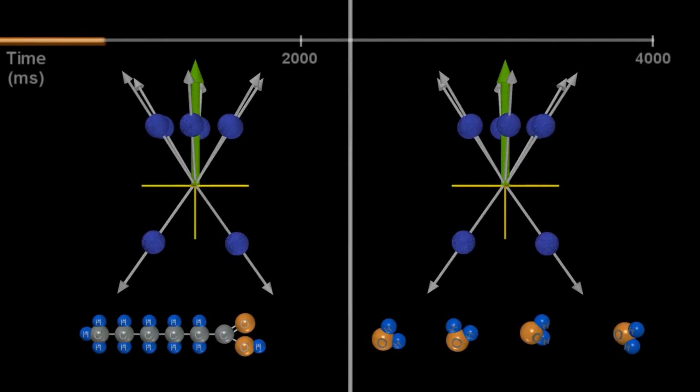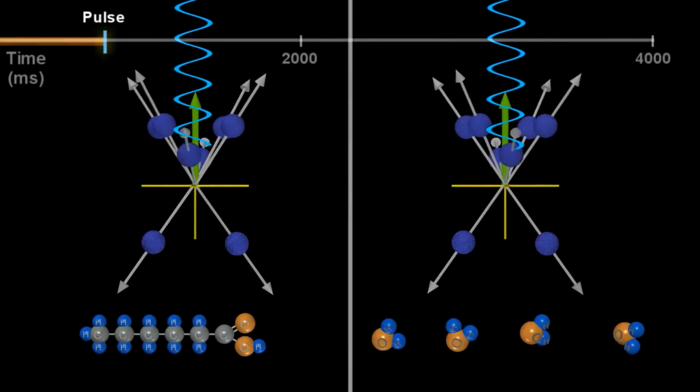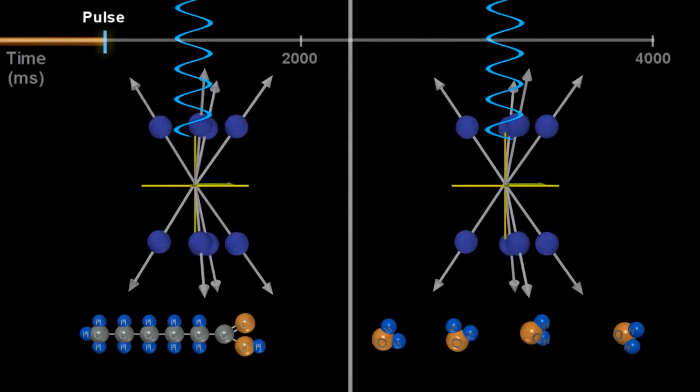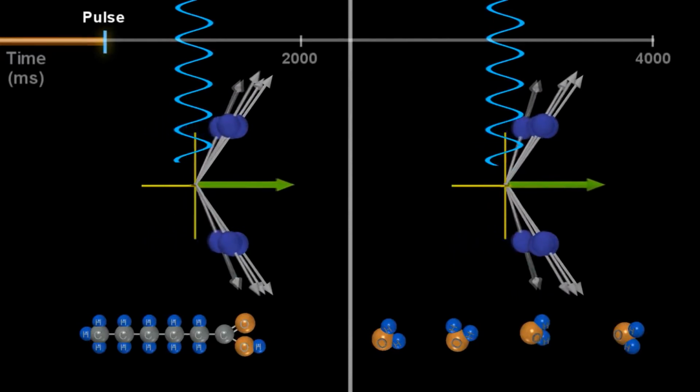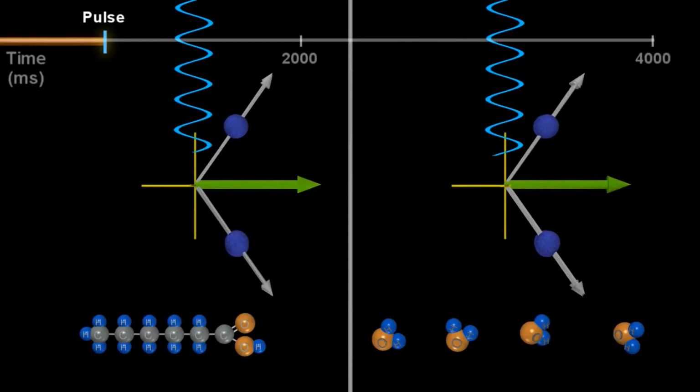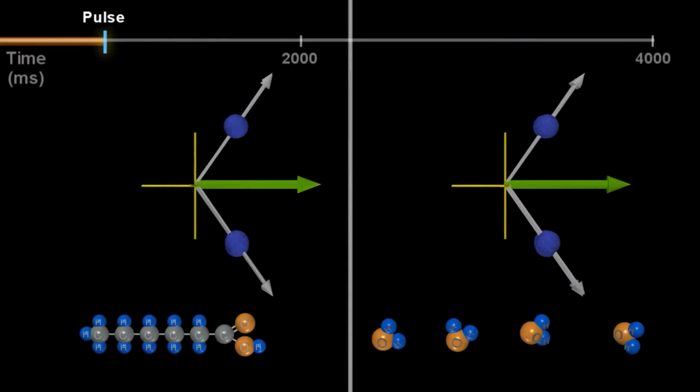When we put in our resonant radio frequency pulse, all the protons absorb that energy, flip into the high energy state, and spin together to produce our 90-degree pulse or transverse magnetization. If we wait a sufficient amount of time, the protons will move apart in a T2 or spin-spin relaxation, and the transverse magnetization will decay.